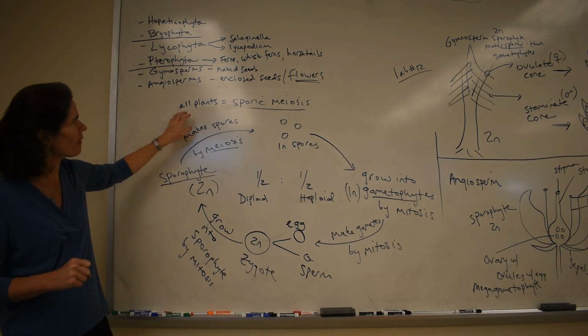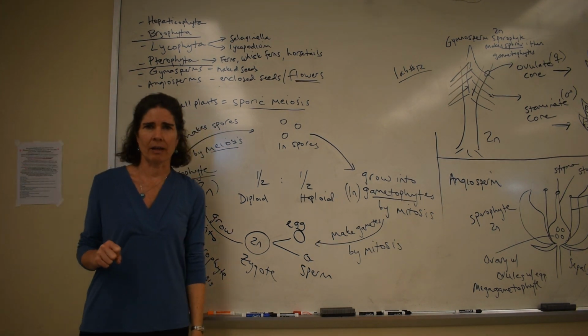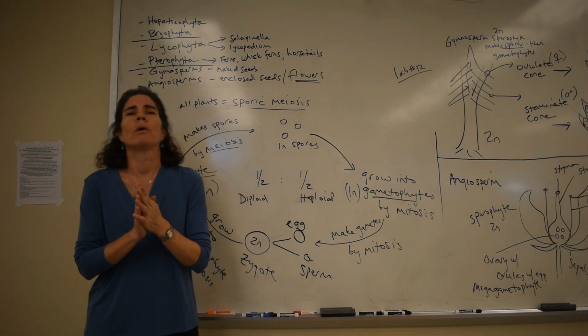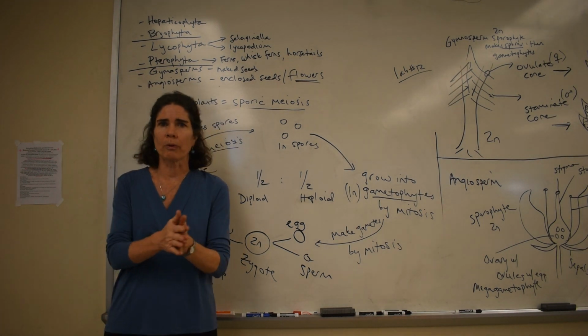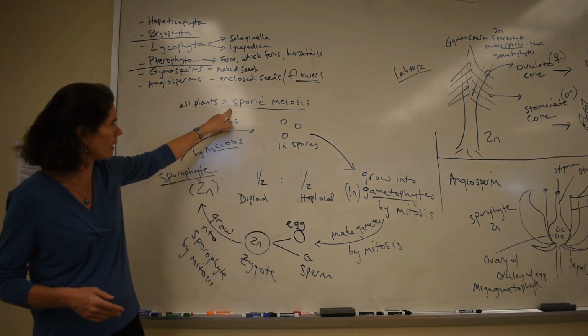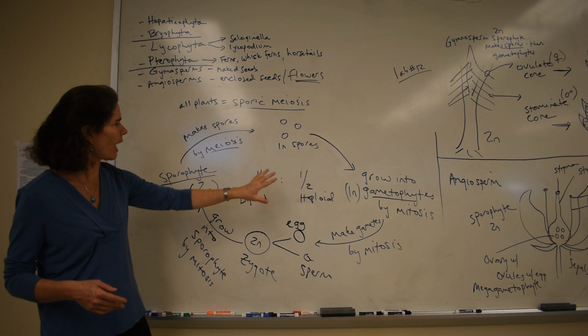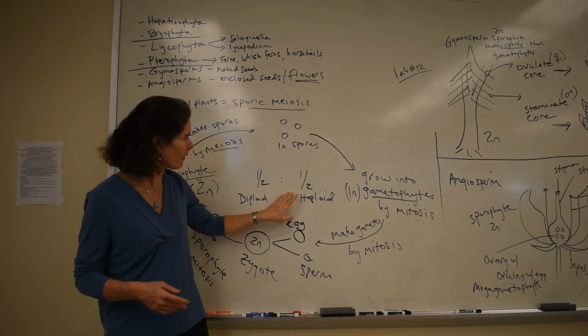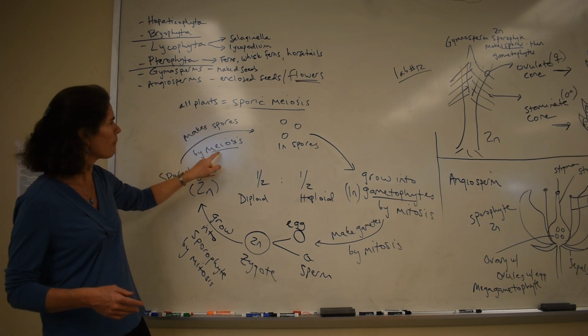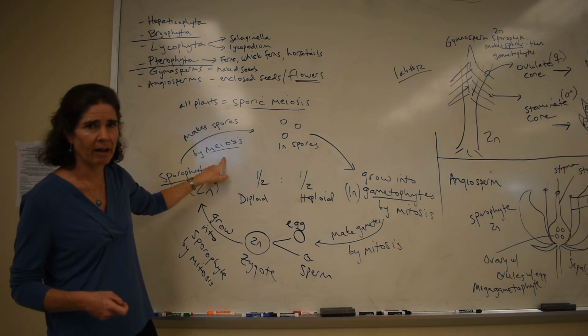So all plants have sporic meiosis. That's the life cycle. When we were in fungus, we talked about zygotic meiosis. When we were in algae, we did zygotic, sporic, and gametic meiosis. But remember, for plants, it's all sporic meiosis. That means half and half, half diploid, half haploid. Starting with the sporophyte, it's going to make spores by meiosis. That's the only time we're going to have meiosis.